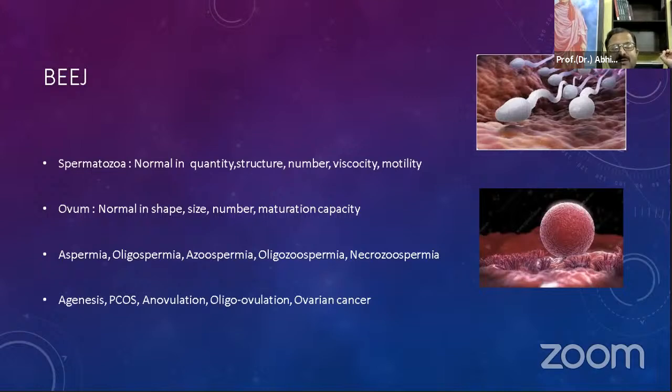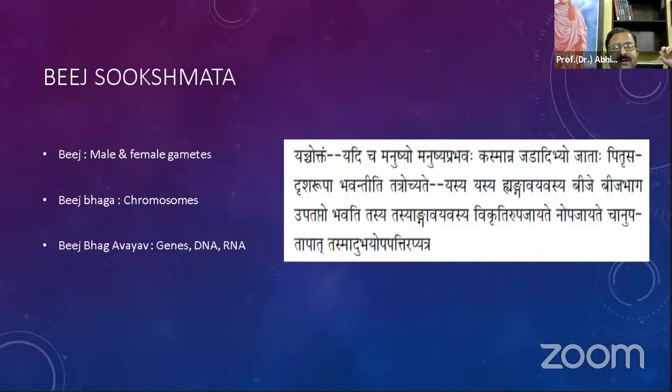So this has to be ruled out clinically. Anovulation is where there is a proper menstrual cycle, each and everything is going on, but ovulation is not possible. Oligoovulation means the fertility of the follicles is not up to the mark. Oligo means less fertility, less maturity of the ovum. And ovarian cancer is a very serious condition if the female is having infertility.